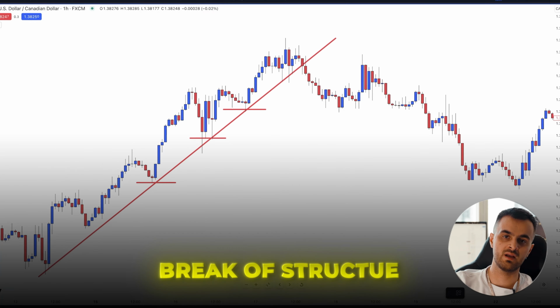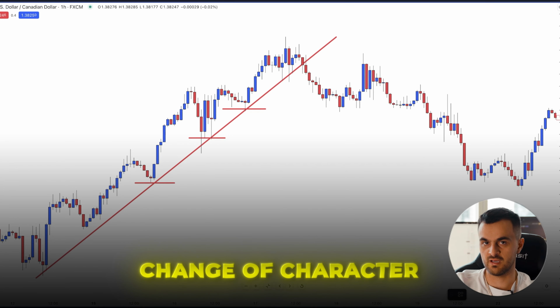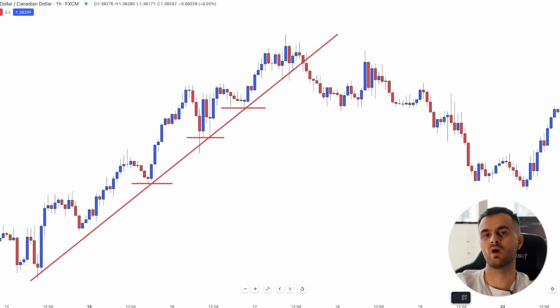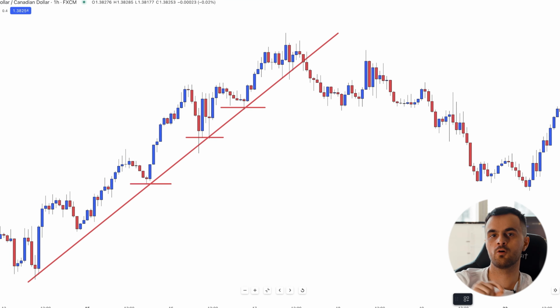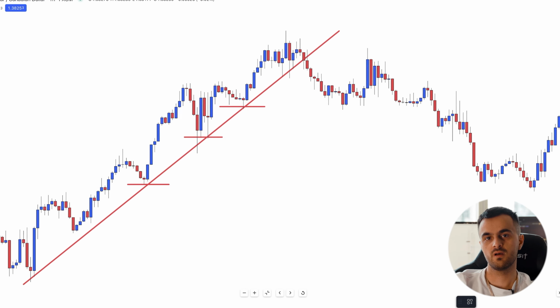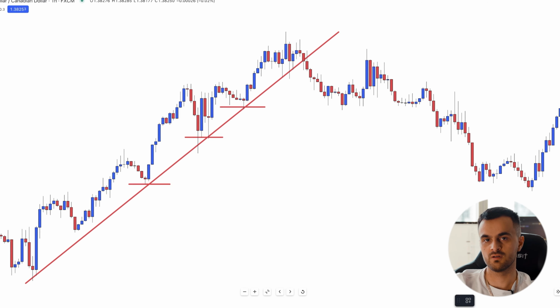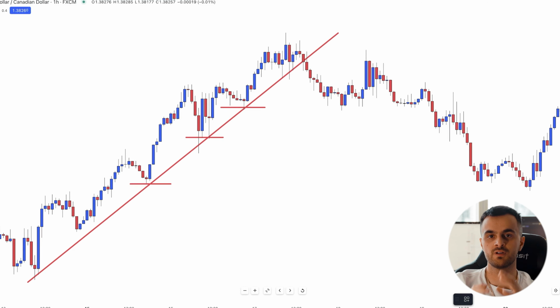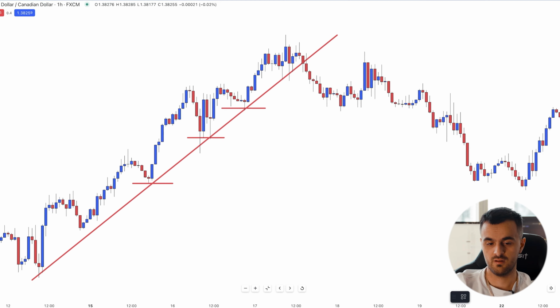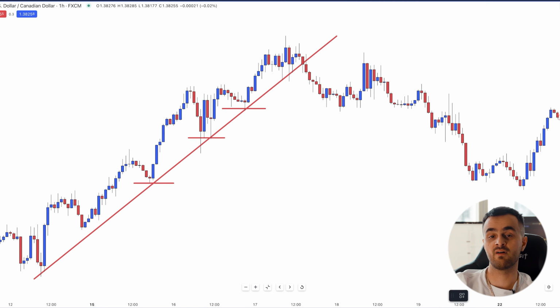This is called a break of structure or a change of character in the market. You'll hear people say the word BOS a lot, BOS stands for break of structure. This is a very important part to understand and learn in the market, because in the market, there can be changes in the trend. Like we see here, we had that 5-day trend.